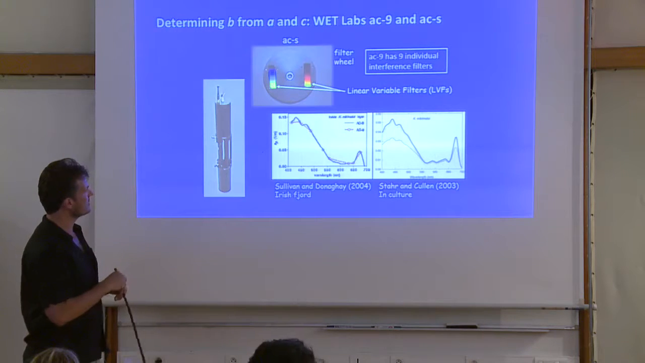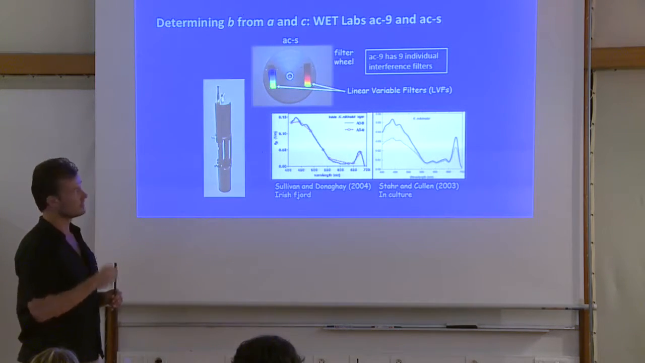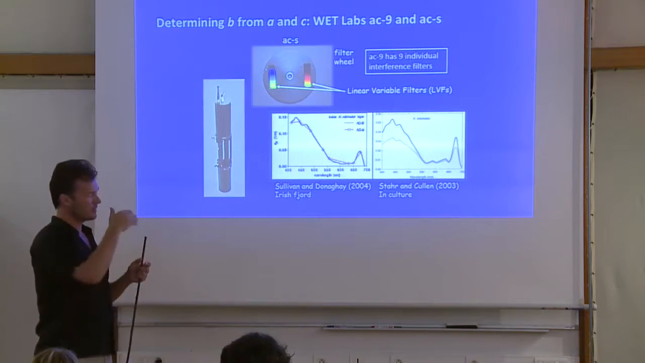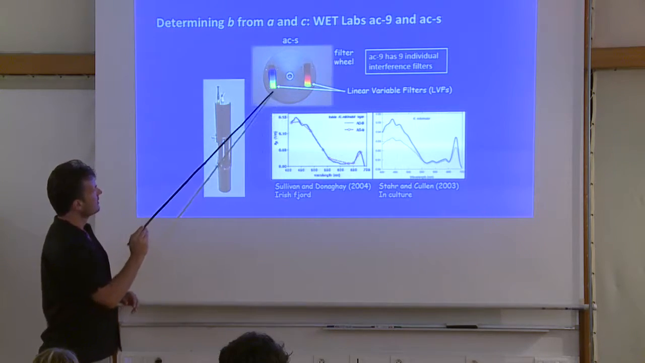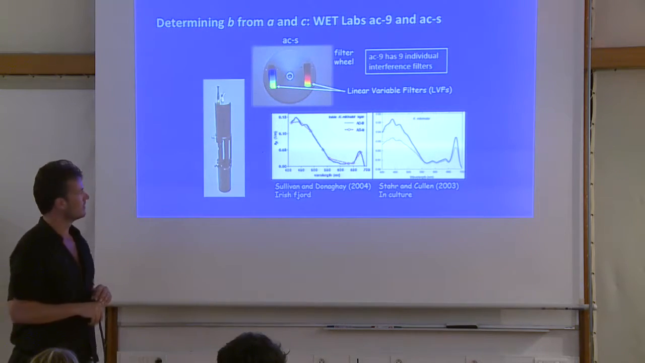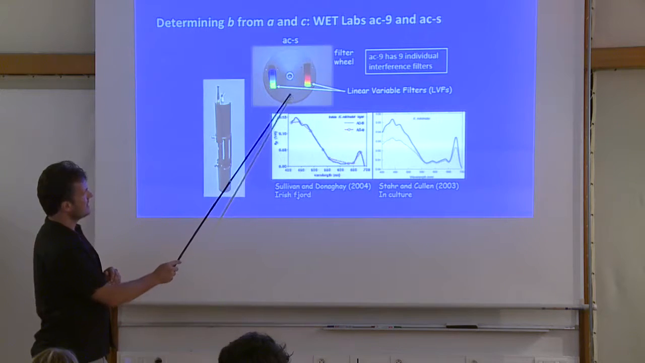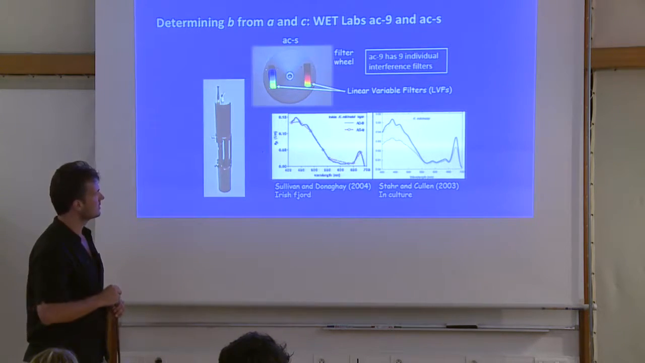As this thing spins around, there's a source beam that's imaged onto the filter, and they register it as it flies by, collecting data as it flies by. They have this whole registration process, so they know exactly where they are in the filter and can assign a specific absorption or attenuation to that particular wavelength. The AC9, there was one of those in the practical as well, has nine independent interference filters on the wheel. So it's a little different.